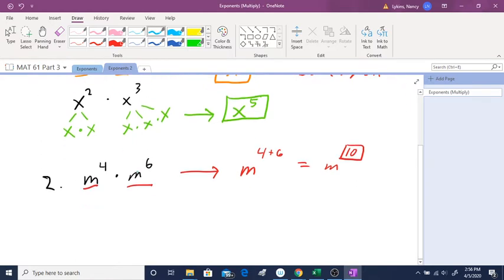As for our visual people, think about this. You've got 4 m's, and you got 6, which is the same way. 4 plus 6 is 10.